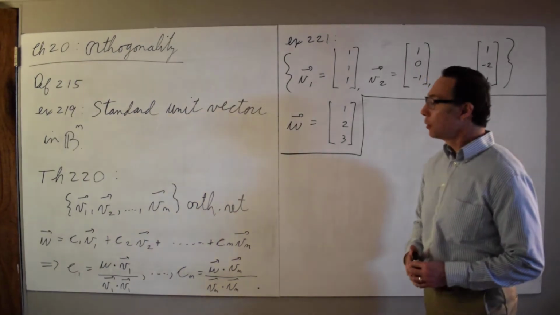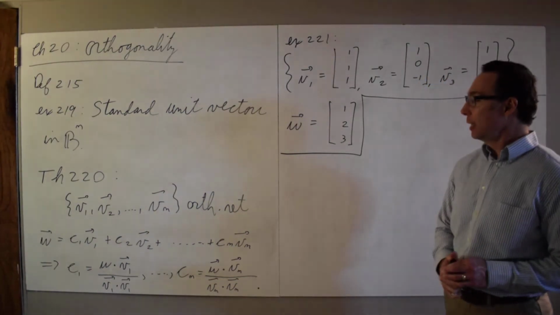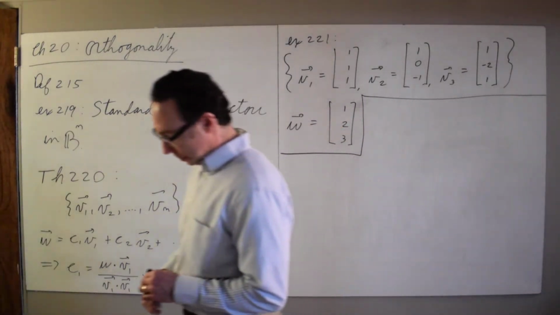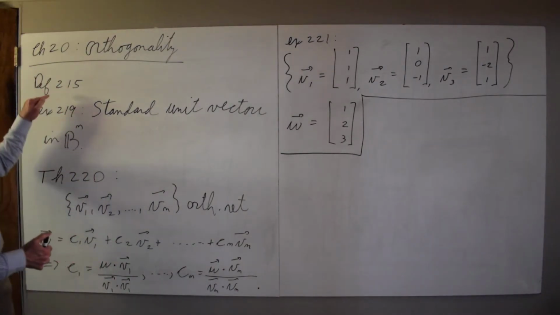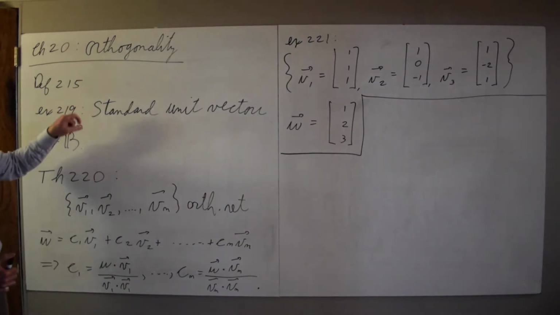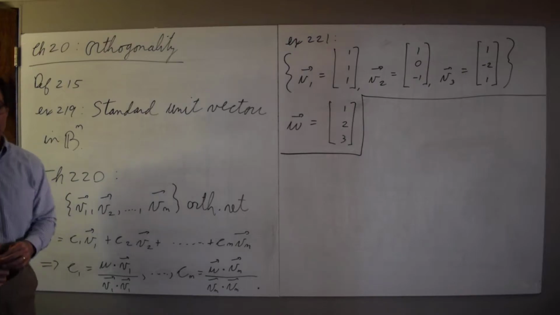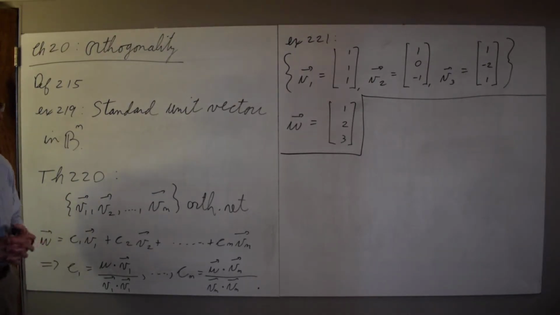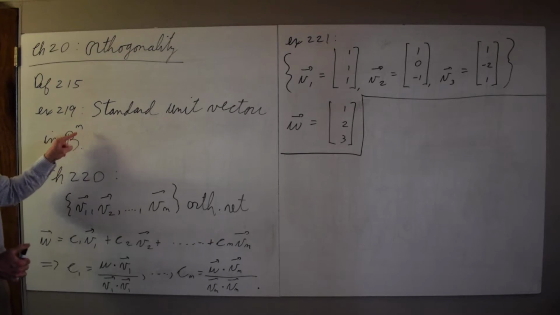This video is over chapter 20, orthogonality. So, in your notes, you have definition 215, which says what an orthogonal set is. An orthogonal set of vectors is when you take two distinct vectors and you take their dot product, then you get 0. So this is a definition for Rn.